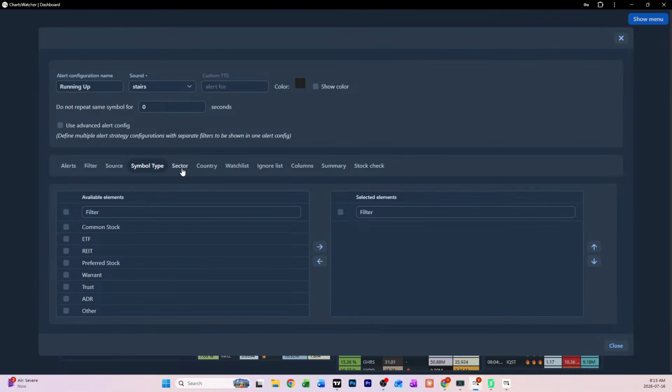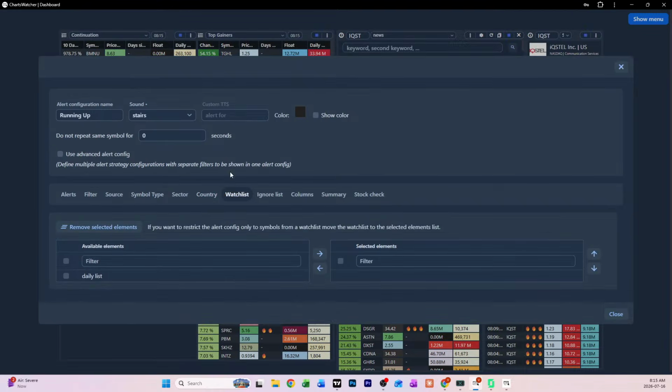I don't think I have anything on symbol type. I don't have any filters on sector. I don't have any filters on country. I don't have any filters on watch list. I don't do an ignore list.